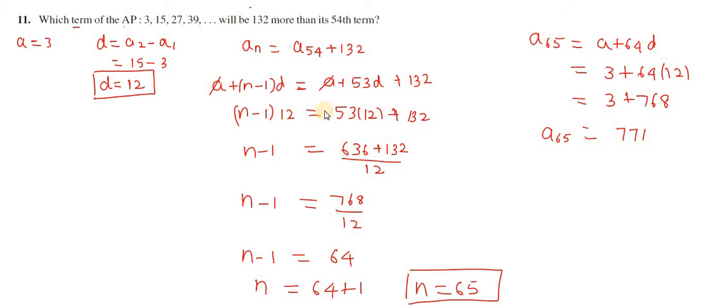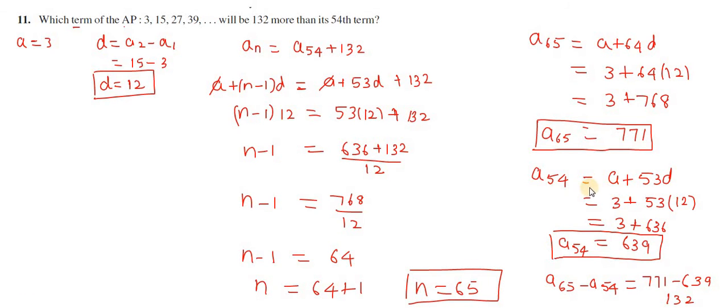Now what is the 54th term? Let's see what the 54th term is also. So a54 is equal to a plus 53d. So therefore 3 plus 53 into 12, so 3 plus 636. If you multiply, you get 636. If you add that, 639. So therefore a65 minus a54 is 132.